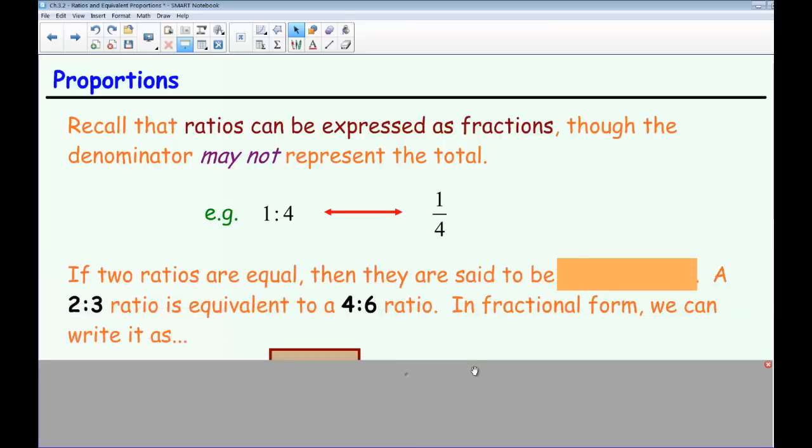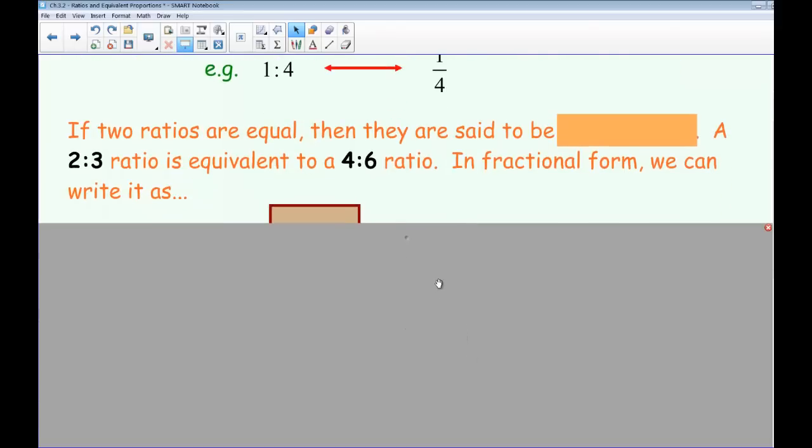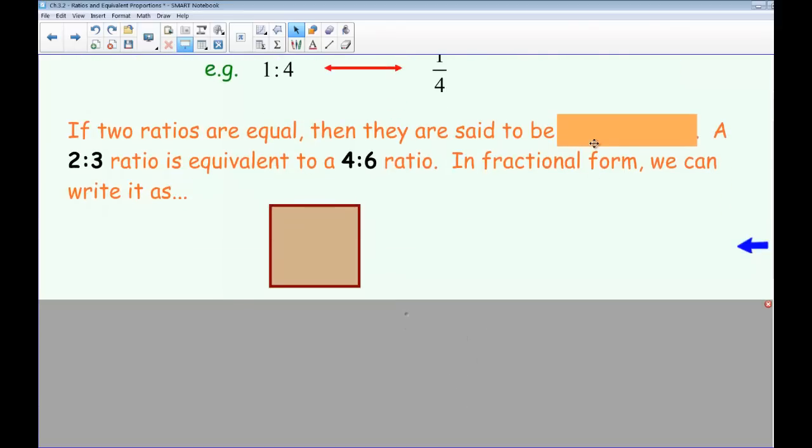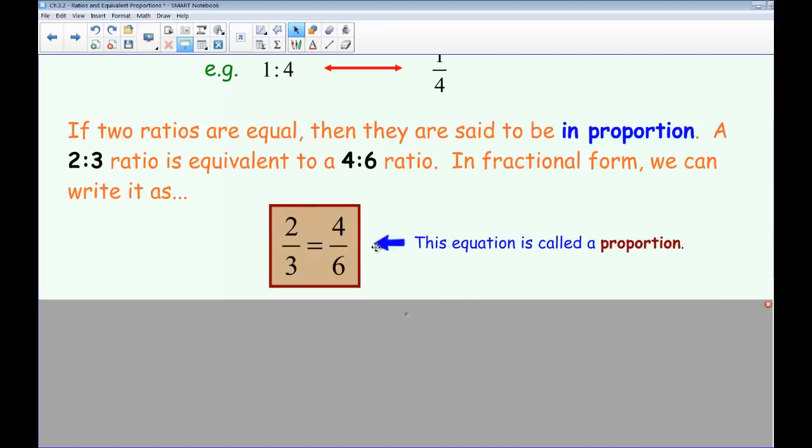Now, if two ratios are equal, then they are said to be in proportion. A 2 to 3 ratio is really the same as a 4 to 6 ratio. So in fractional form, we can write it as 2 over 3 equals 4 over 6. Now this equation that we've written is what we call a proportion.